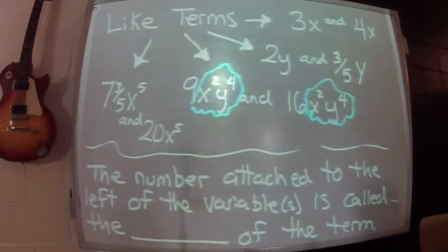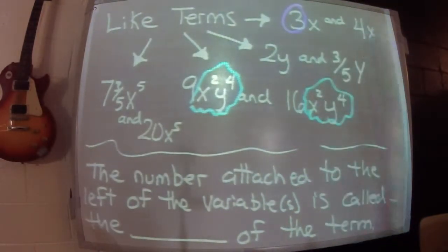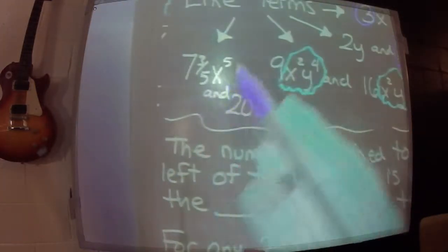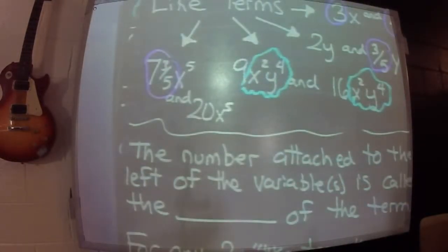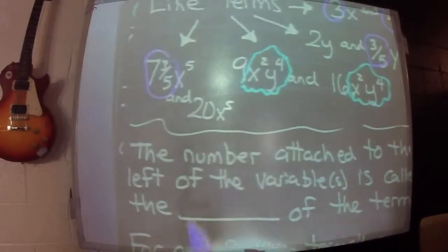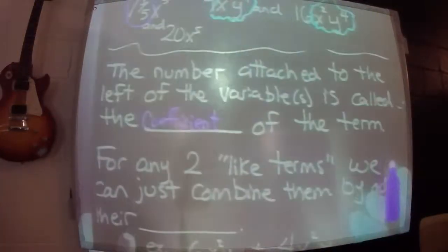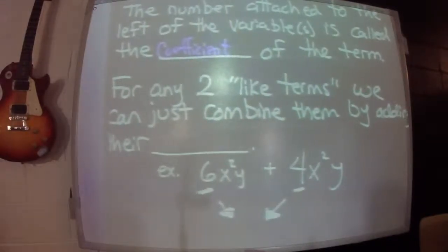So when we communicate in algebra, you go, oh, coefficient. He's talking about here. What's the coefficient of this one? 4. What's the coefficient of this one? 3/5. And the ugliest one I got up here, what's the coefficient of that? 7 and 3/5. So the number attached to the left of the variable situation is called the coefficient. It's the big number to the left of the situation.